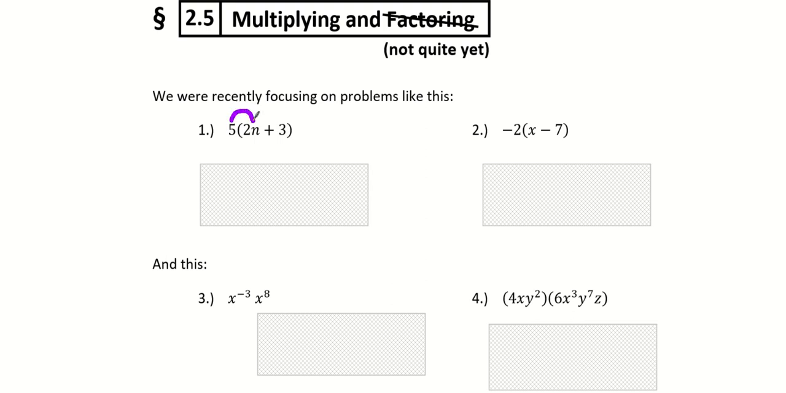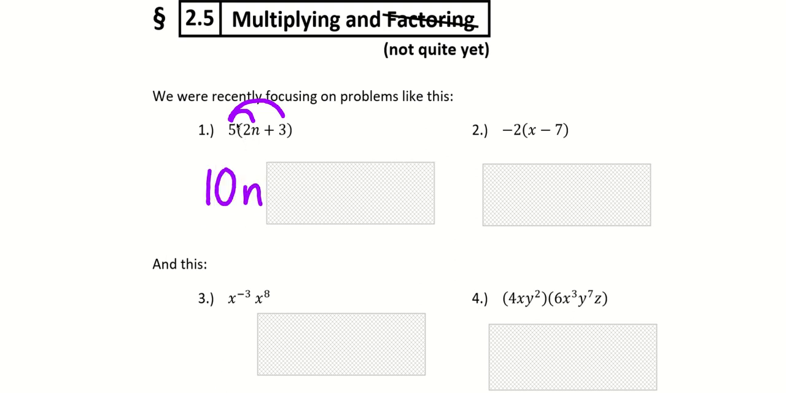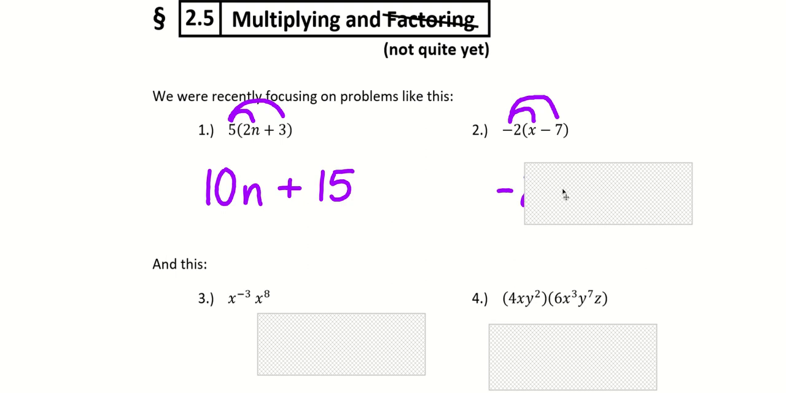So where we were recently doing things like the distributive property, 5 times 2n is 10n, and then 5 times positive 3 is positive 15. Or if we were distributing negative 2 times x, and then negative 2 times negative 7, that is positive 14.